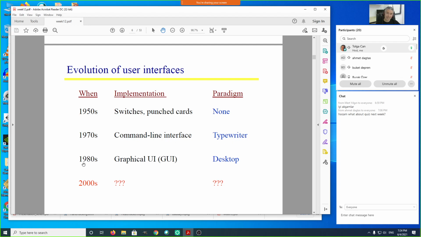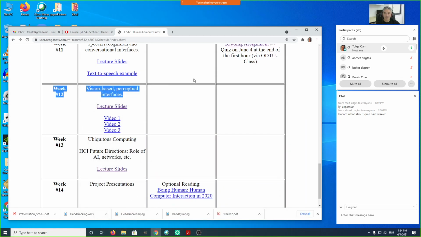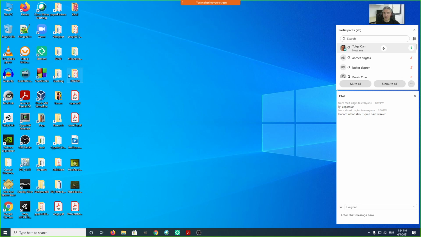And in the 1980s, with personal computers becoming available commercially, graphical user interfaces came about, and we had this desktop paradigm. The desktop paradigm is still with us after so many years. It was really a persistent paradigm. We still have the desktop paradigm where we arrange our folders and files like these.